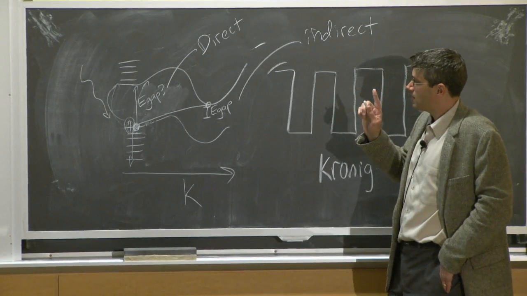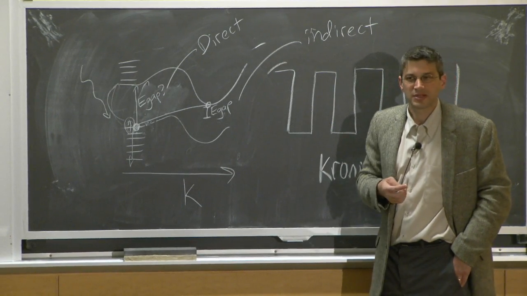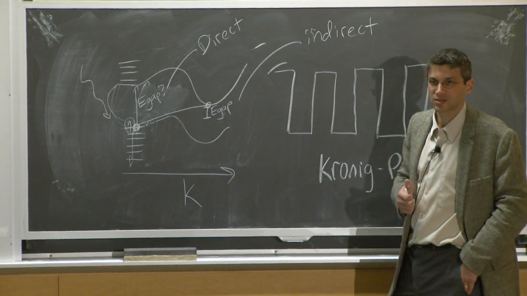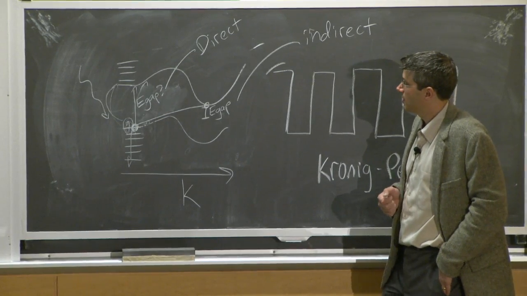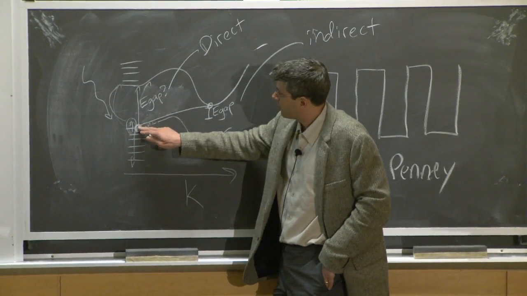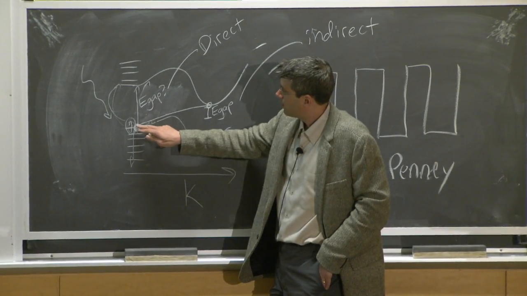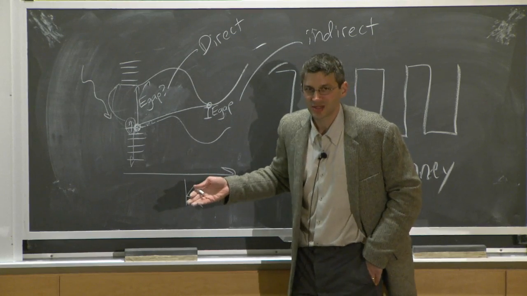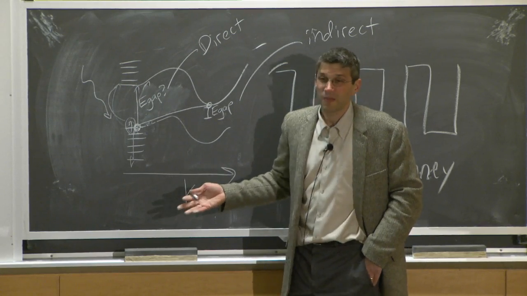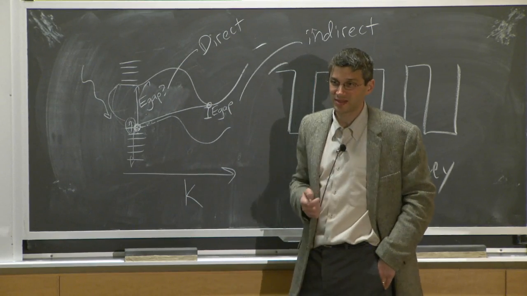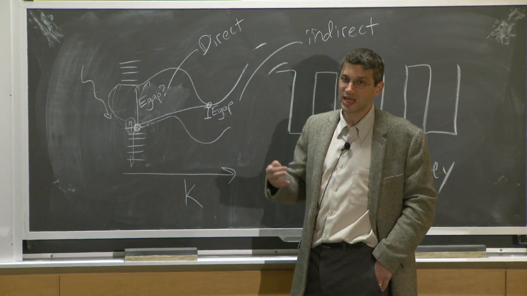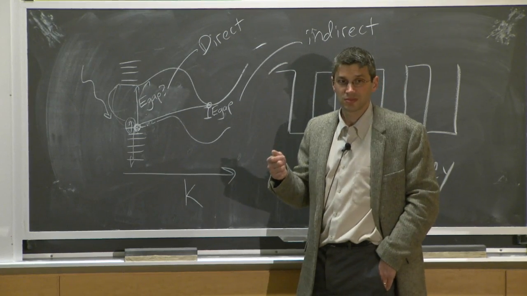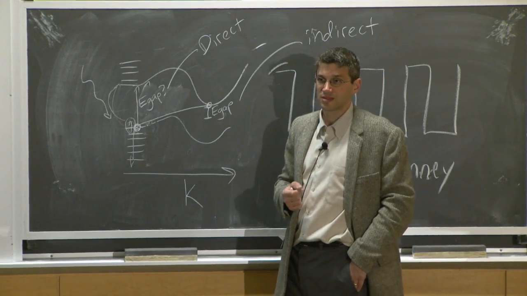And that is why silicon solar cells are expensive. We'll talk about that next week, but that's why silicon solar cells are expensive. When you have to go to a different part of K-space to create your excitation, you need help. You can't do it with just light. You need some assistance. You got to call it in.